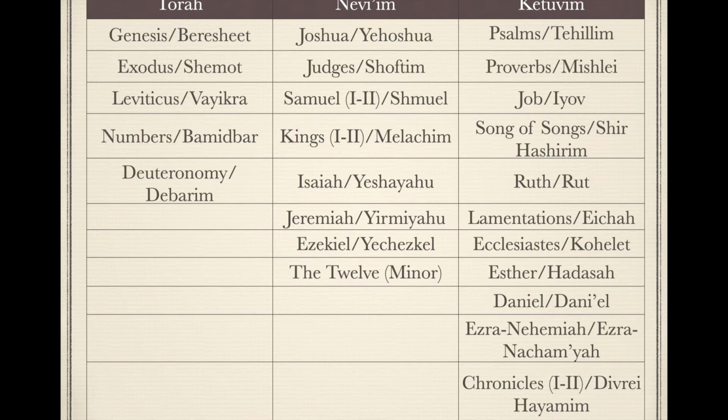So right here, I split up all the books in the three major parts of the Tanakh, and as you can see, like I said in the last slide, the book of Samuel is just Samuel. The book of Kings is just Kings, not 1 and 2 Kings. And the books of Ezra and Nehemiah are put together in one book, Ezra and Nehemiah.